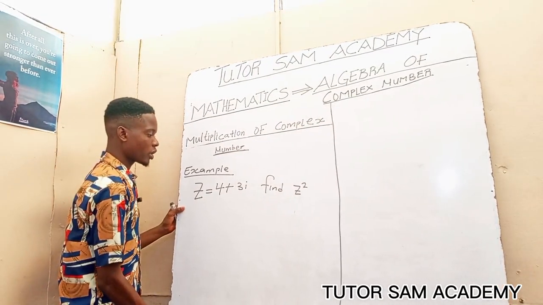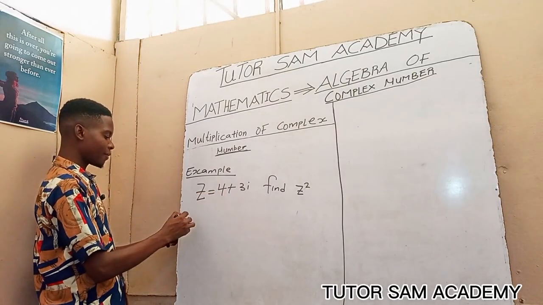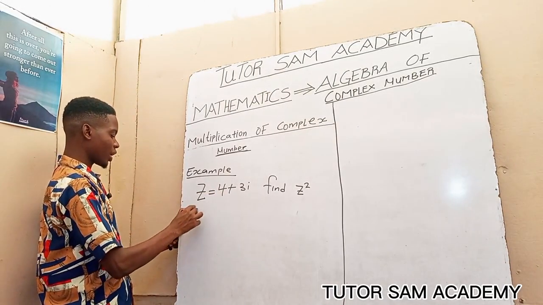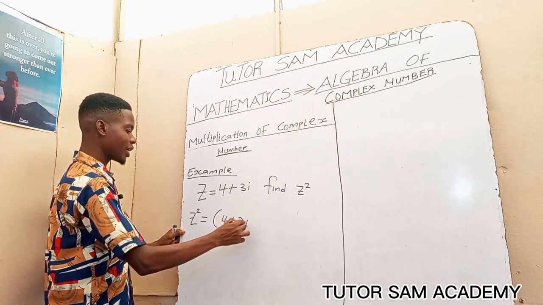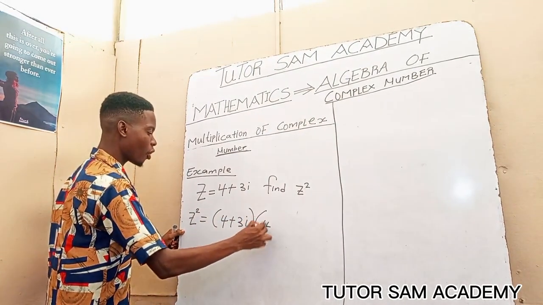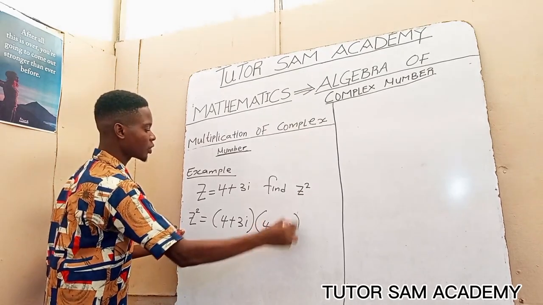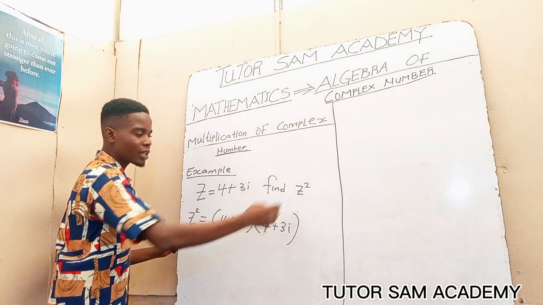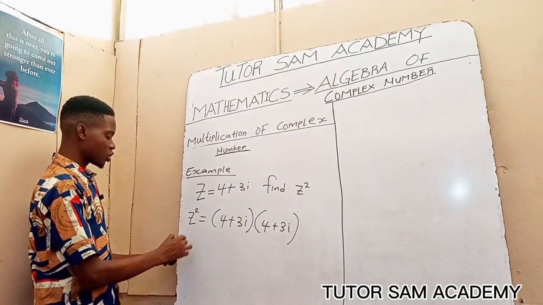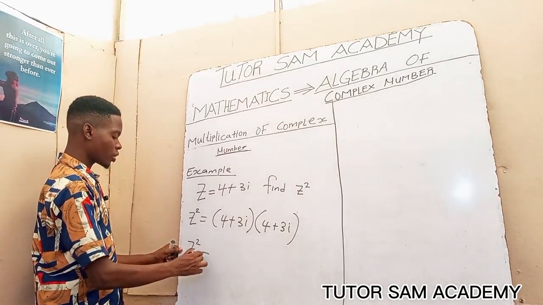So let's solve. If z is 4 plus 3i, then z square will be equal to 4 plus 3i multiplied by 4 plus 3i. This is actually what square means, multiplied by itself, because z square means z multiplied by z. So we can therefore multiply.